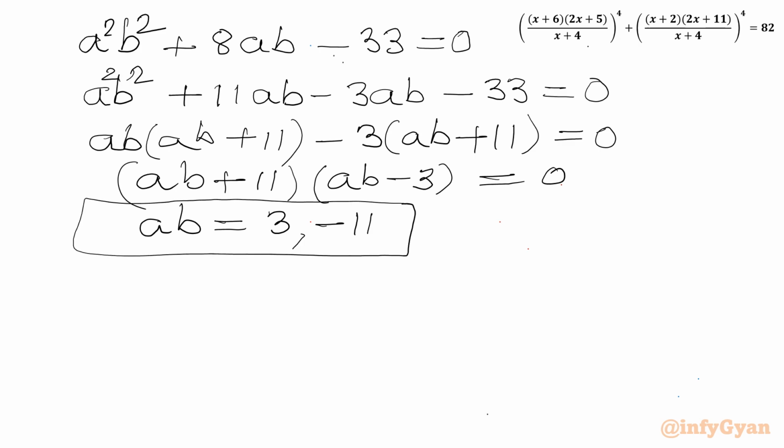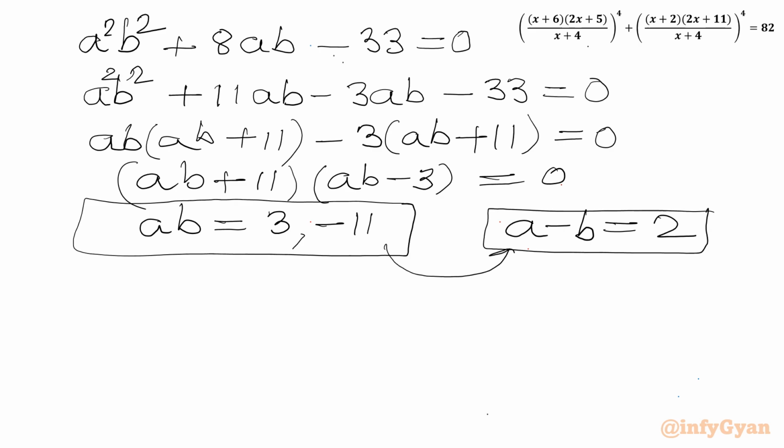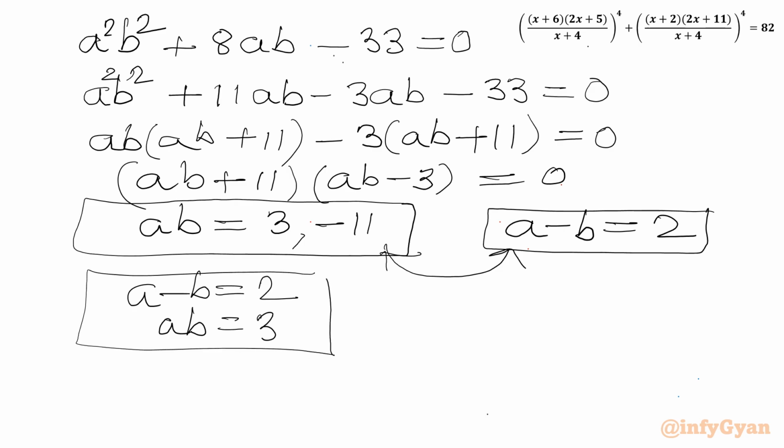Now our second equation was A - B = 2. Now I will club these two. So I can make two systems: A - B = 2 with AB = 3, system number 1. And the second system, A - B = 2 with AB = -11.